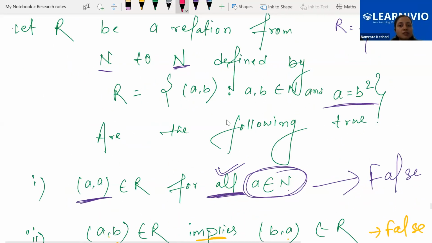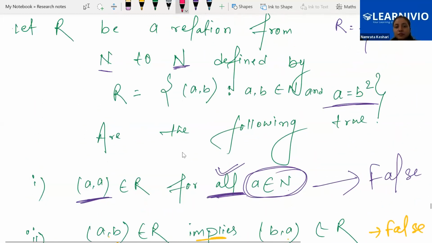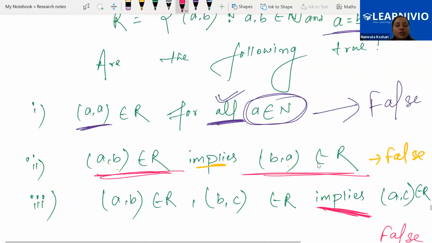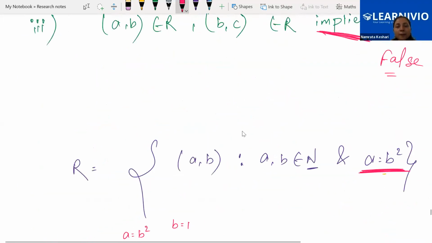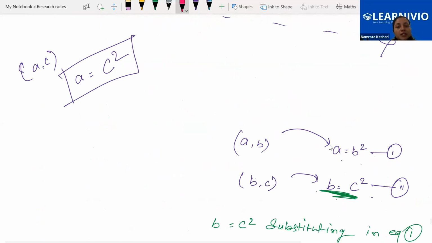A is equal to B square, this is given in the relation. We have to check whether the first, the second and the third statement is true or false. The first one is saying that A belongs to R for all A belonging to natural numbers, which is not true. We listed down a few ordered pairs and checked it. The second one also we realized from the ordered pairs listed in our relation is false. The third one we were not getting in our relation. But if we check it ourselves, AB belongs to R means A is equal to B square. BC belongs to R means the first element is equal to C square.